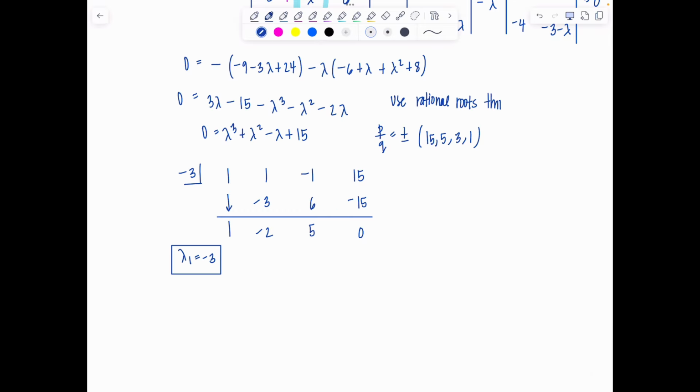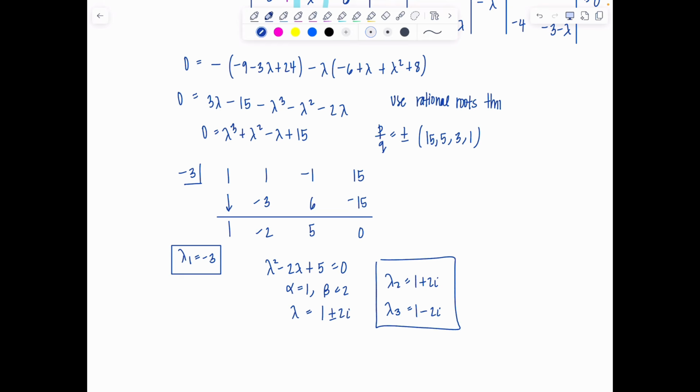Great. And then we have lambda squared minus 2 lambda plus 5 equals 0. You can do the quadratic formula, or do you remember the shortcut I taught you guys? Alpha equals 1, beta equals 2. Very good. So we have lambda is 1 plus or minus 2i. Okay, so we can say lambda 2 is 1 plus 2i, and lambda 3 is 1 minus 2i, just so we keep it all straight.